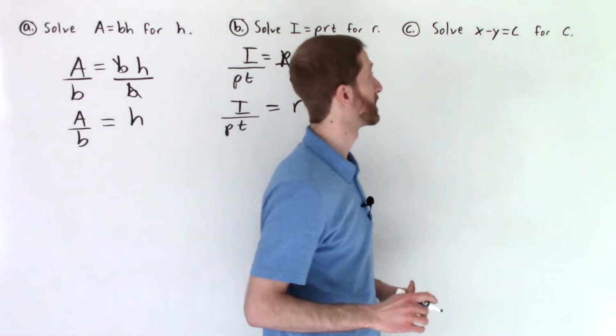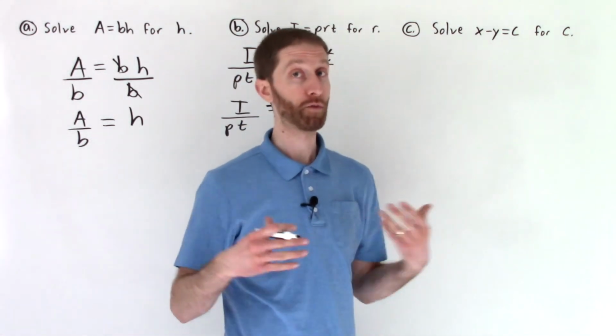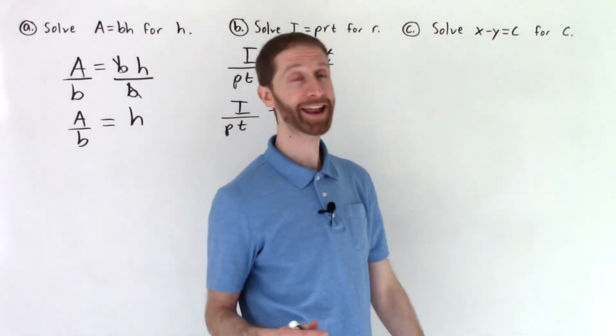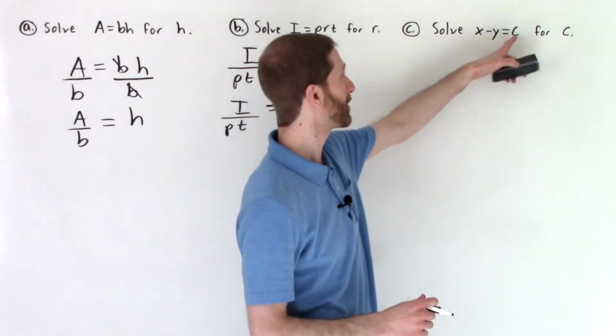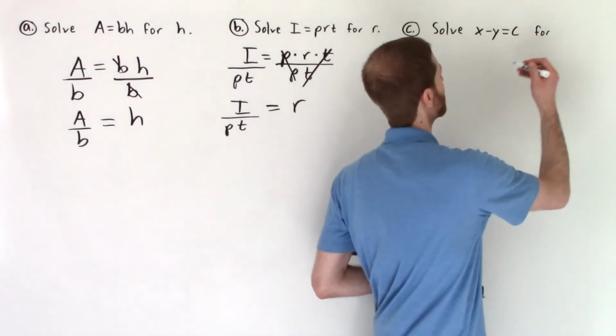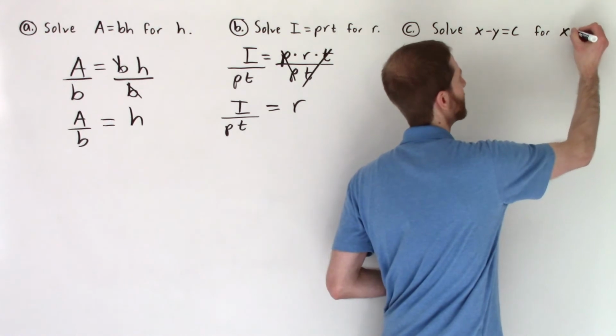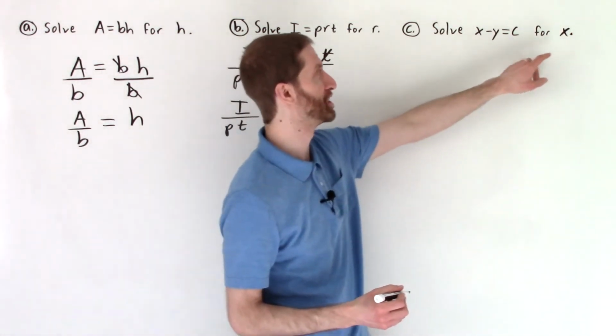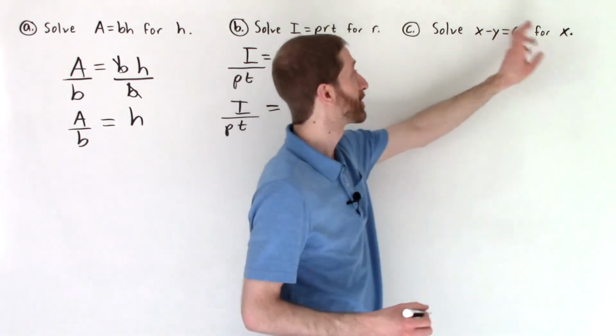Now, this one says solve x minus y equals c for c. Sorry, I put for c, and you know what? As I'm looking at that, I'm thinking, it's already solved for c. Silly Mr. Groden, that's crazy. I don't know, let's solve it for x. Man, that is some crazy error-age. Not a word, but we'll go with it. So let's solve it for x.